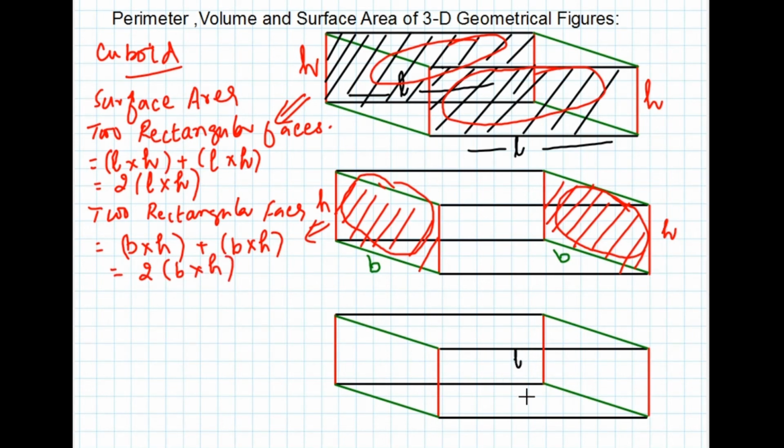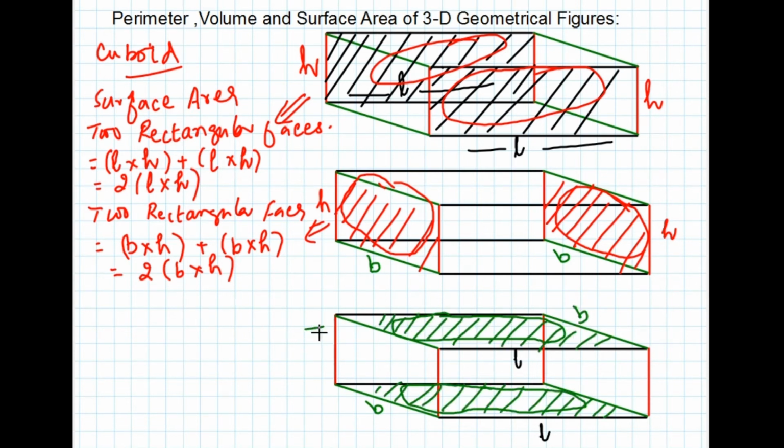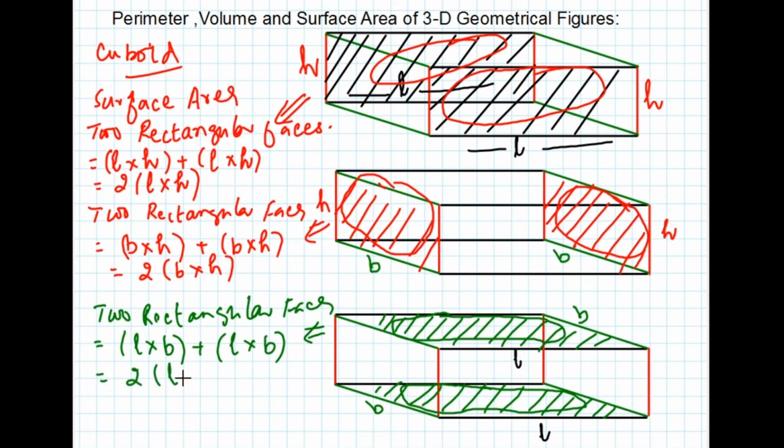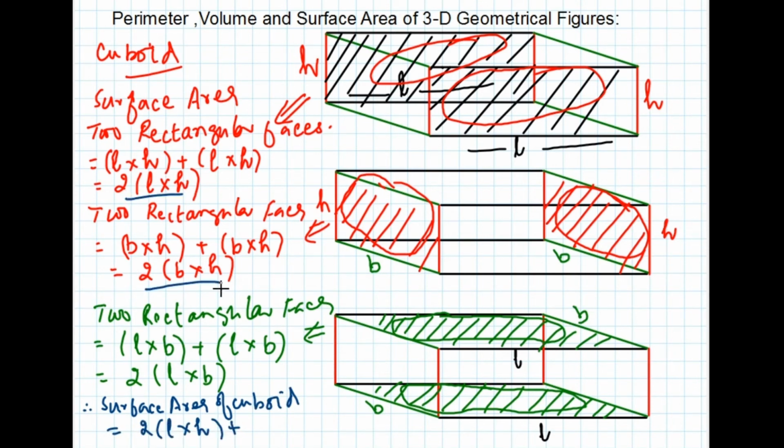Now another similar set of rectangles having length is equal to L and breadth is equal to B on the top and bottom of cuboid is shaded as shown. So rectangular faces having surface area is equal to L into B plus L into B is equal to 2 bracket L into B. Therefore surface area of cuboid is equal to 2 bracket L into H plus 2 bracket B into H plus 2 bracket L into B.